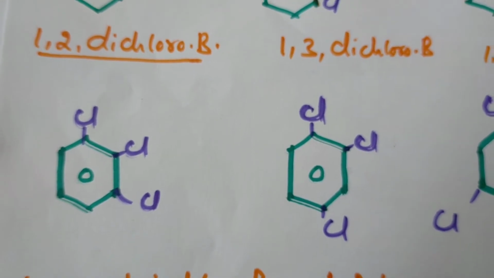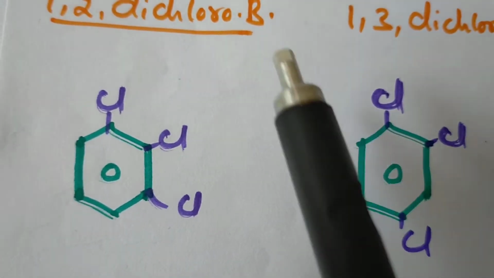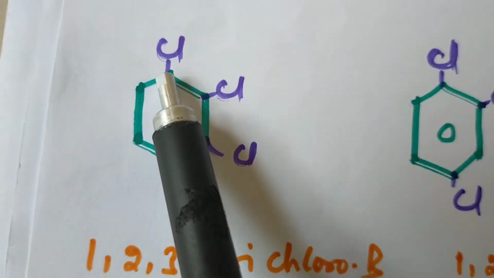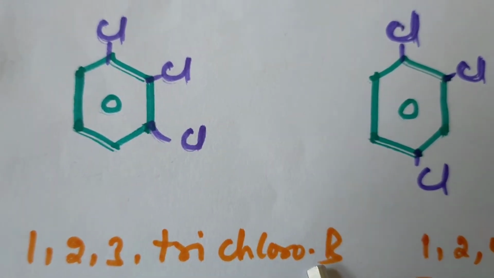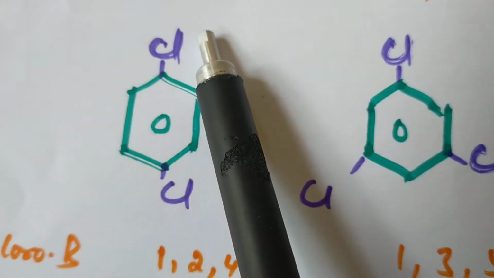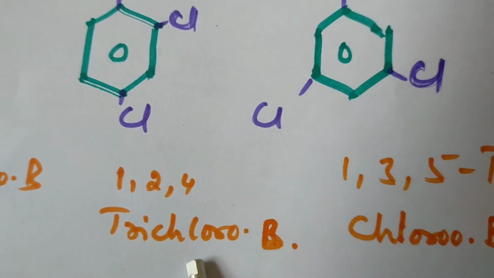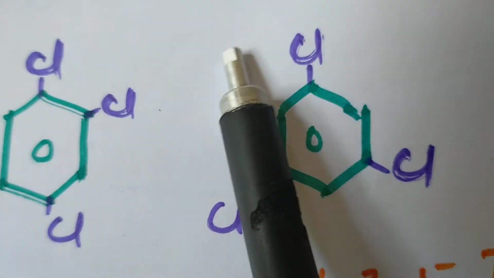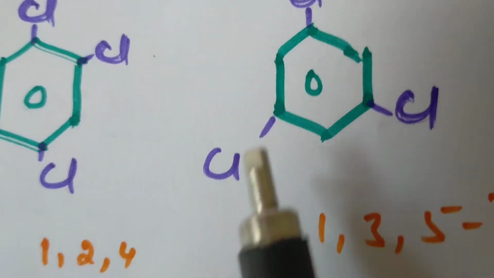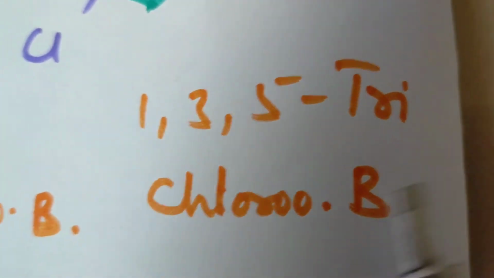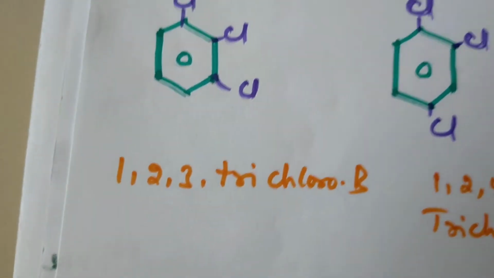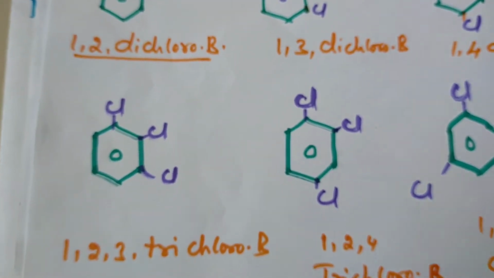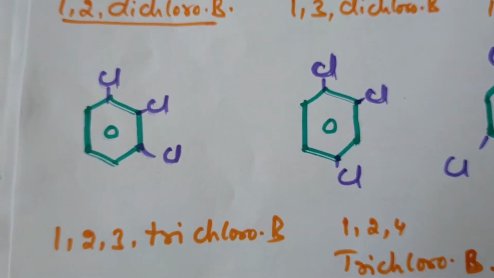If there are three halogen atoms, they are trihaloarenes: a benzene ring with three chlorine atoms, depending upon the positions 1, 2, 3. 1,2,3-trichlorobenzene. Same type here, 1, 2, 4: 1,2,4-trichlorobenzene. Again, another one: 1, 3, 5: 1,3,5-trichlorobenzene. This is about the different types of haloarenes, where a halogen atom is attached to the benzene ring.